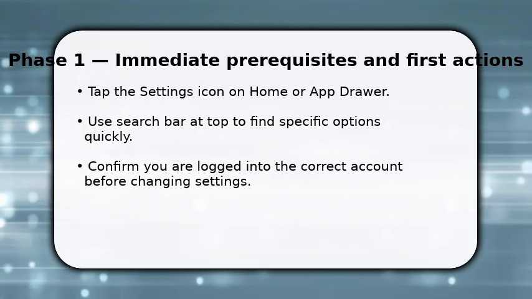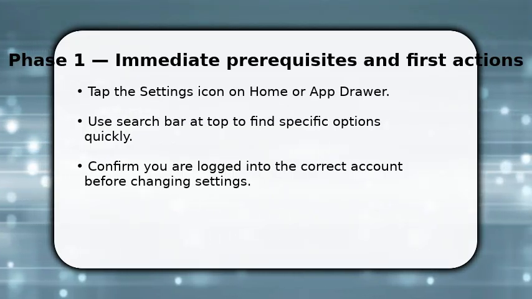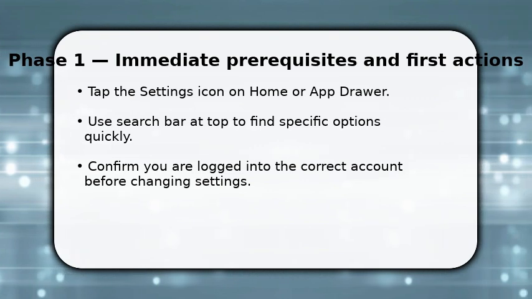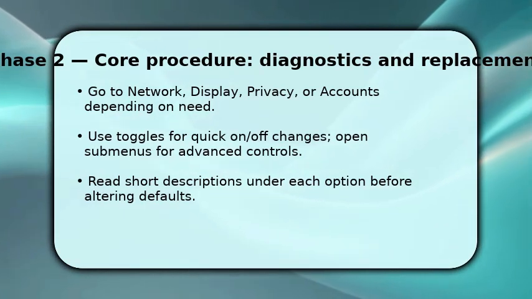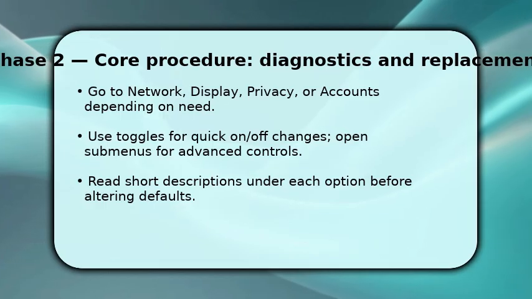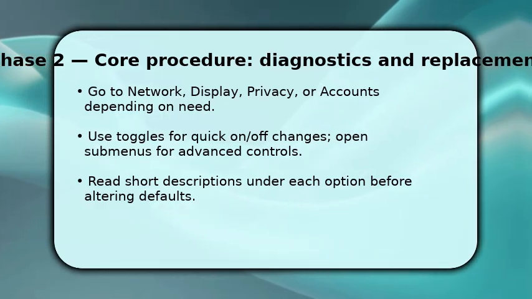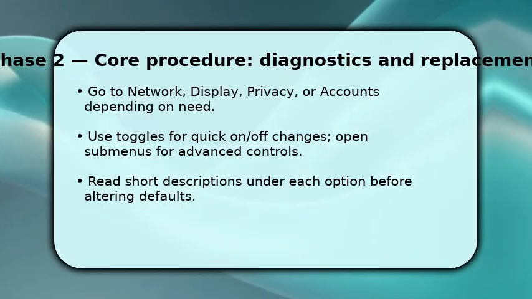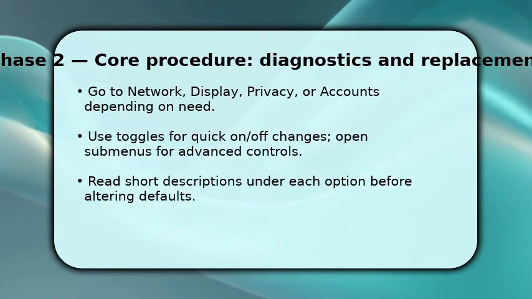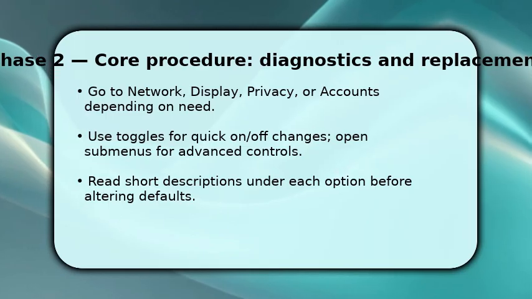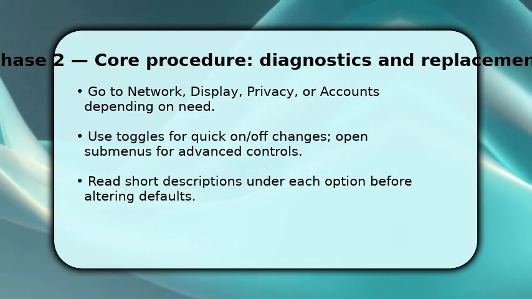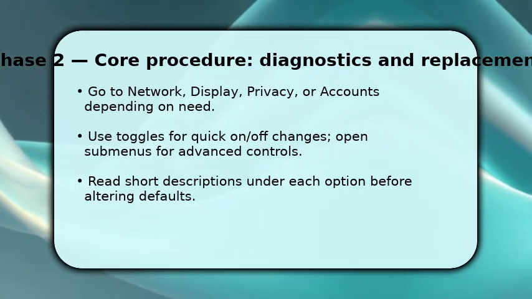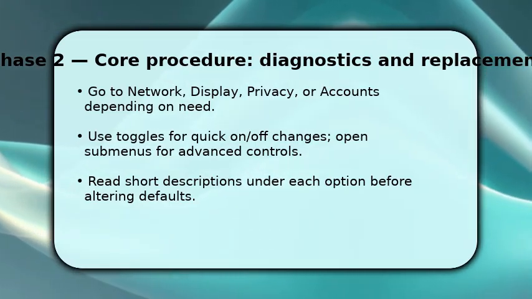You continue by navigating the relevant section. For connection issues, head to Network, for visuals, open Display, and for privacy controls, choose Privacy. Once inside, use quick toggles for simple on/off changes, but open each submenu when you need granularity. That's where advanced controls live. Also, read the short descriptions under each option because they explain consequences. This helps you avoid accidental preference changes and keeps important defaults intact.